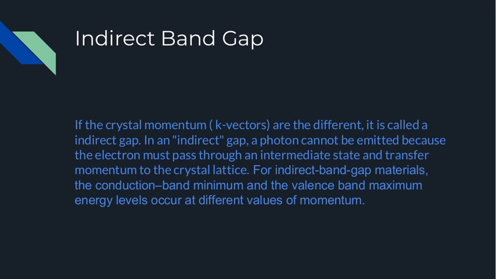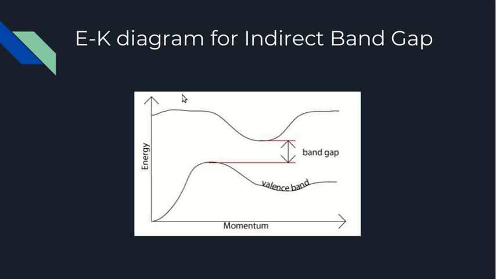If the crystal momentum or K vectors are different, then it is called an indirect band gap. In an indirect band gap, a photon cannot be emitted directly because the electron must pass through an intermediate state and transfer momentum to the crystal lattice. For indirect band gap semiconductors, the conduction band minimum and valence band maximum energy levels occur at different values of momentum, as we can see in the E-K diagram, or energy-momentum diagram, for indirect band gap.